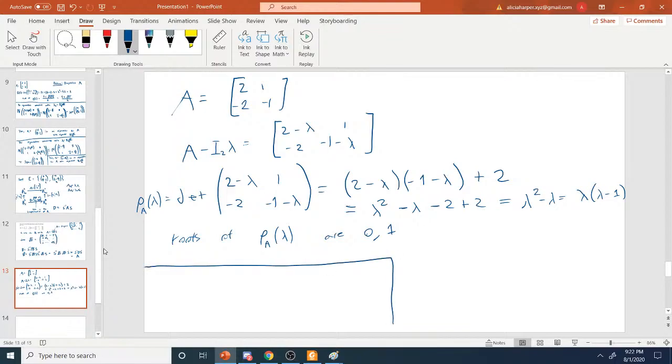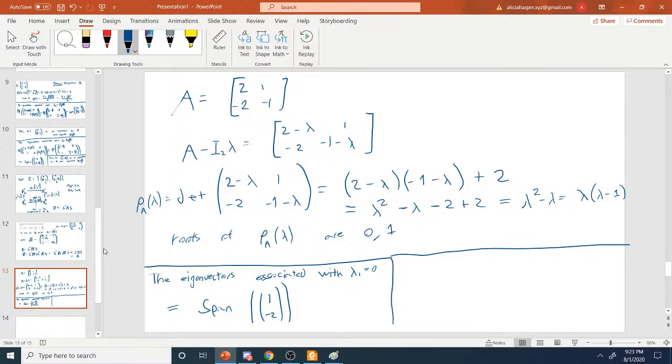So I can easily check that the eigenvectors associated with lambda 1 equals 0 is going to be the span of the vector 1, -2.